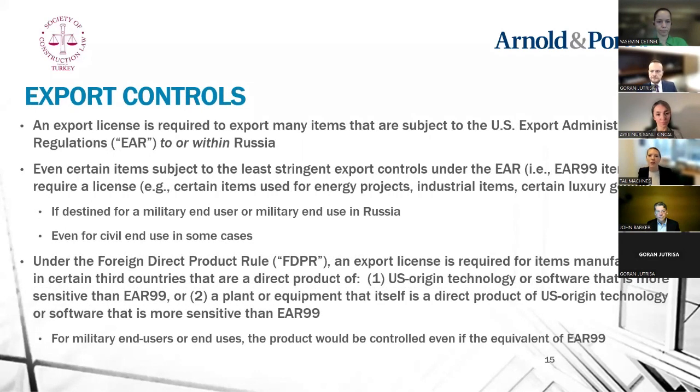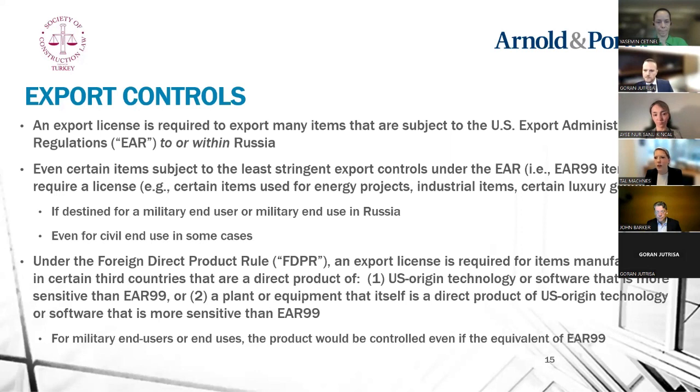So the final category of substantive sanctions that we wanted to cover in this segment are export controls. Export controls are a major component of the US sanctions program against Russia. The United States, through the Commerce Department, requires an export license to export many items that are subject to the EAR to Russia, or even to transfer such items within Russia. An export license is required for a lot of different types of goods, technology, and software.